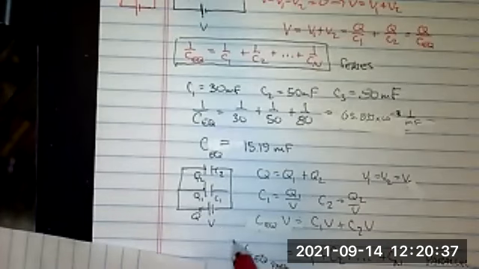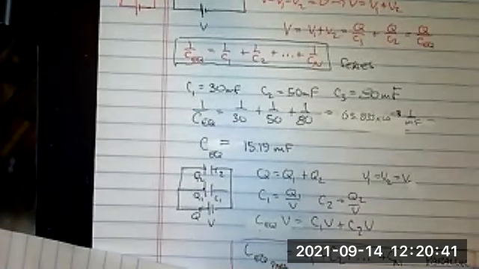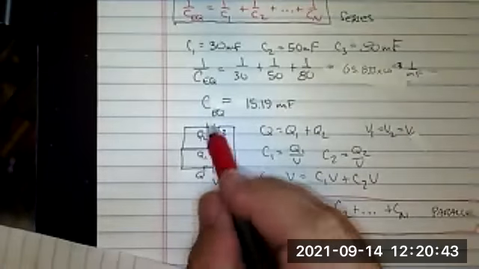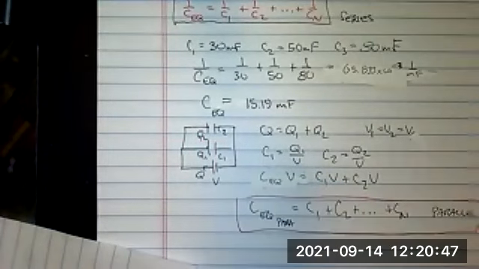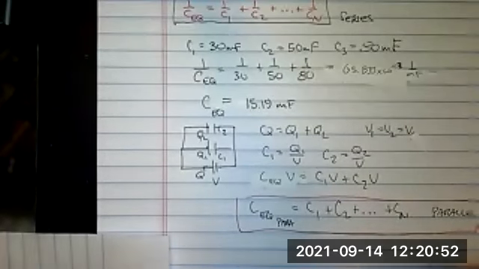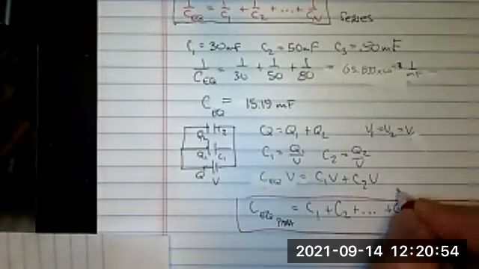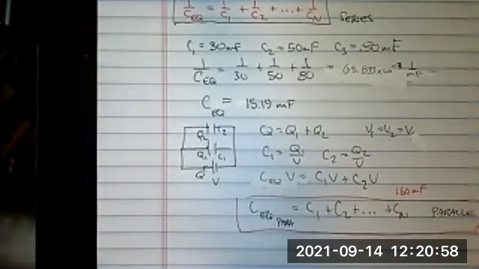Now you have the result for when you put a bunch of capacitors in parallel. It turns out the net capacitance, like if I wanted to replace this whole bank of wires right here with one wire and one capacitor, the net capacitance would just be the sum of them, which, for the case we did, would be 160 millifarads.